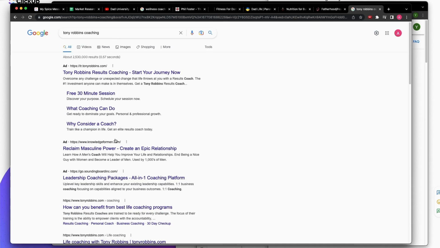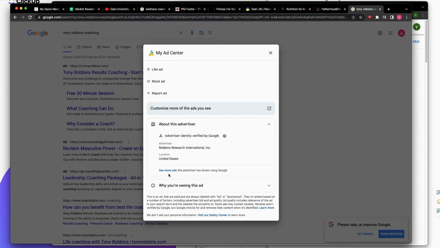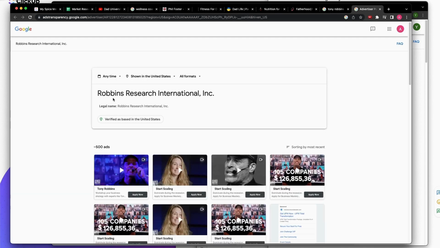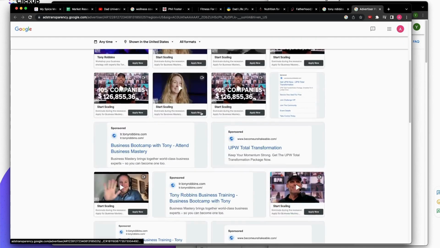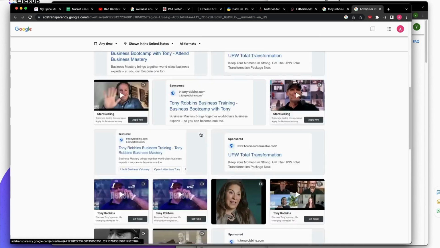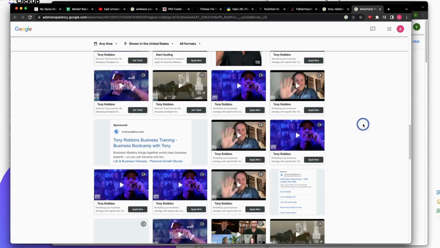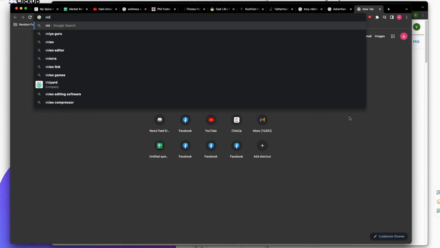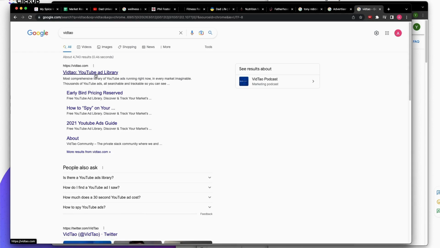Sweet. So look at this. Tony Robbins coaching, this worked out really well. I can click on these three dots and then I can see more ads from this advertiser. In the same way that we did it on Facebook, we can do it on Google as well, and then look at their Google ads that they're running, because they're two different platforms. So this is running from Robbins Research International. On here, you can see all of their Google ads. And then there are other tools that I believe you can also use. I think VidTow is one of them. Yes, there we go.